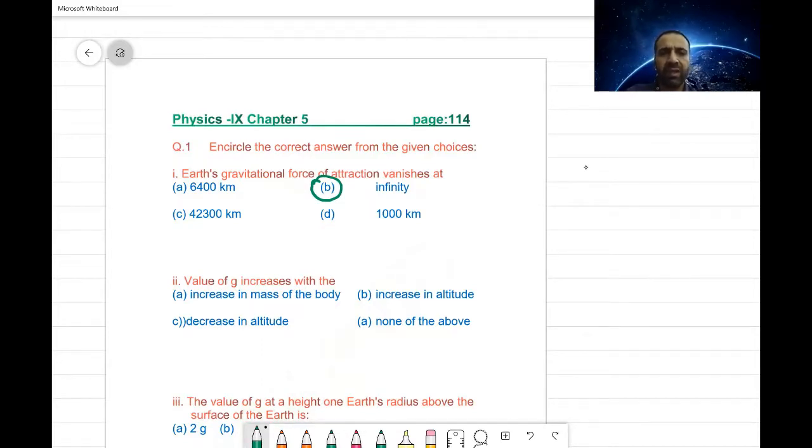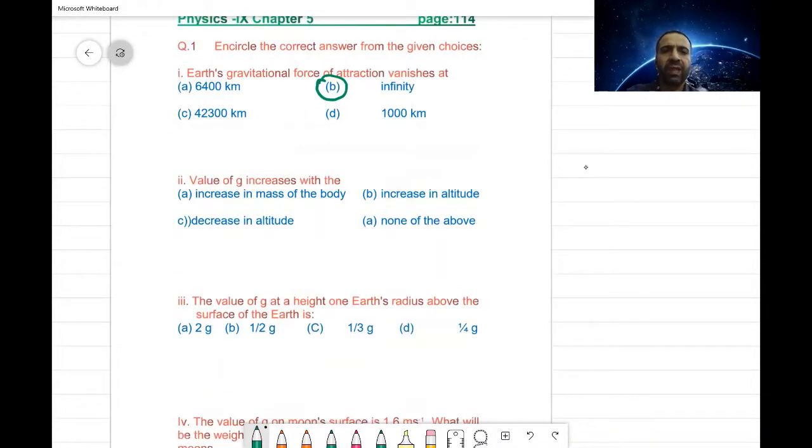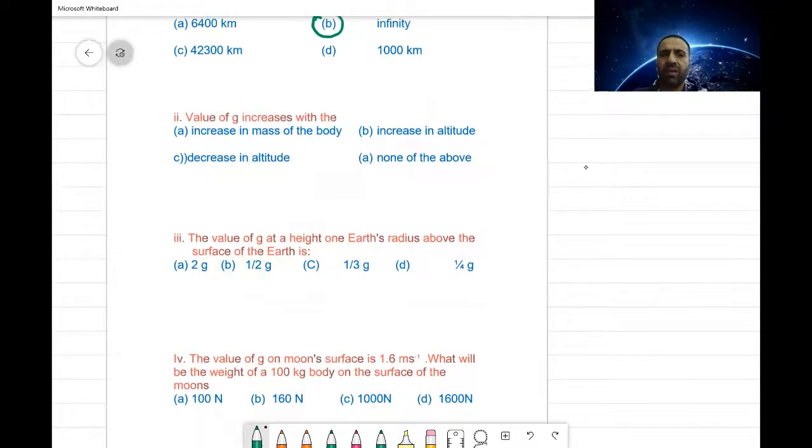Okay, that point. Now let us see what is the next one. The value of g increases with option A, increase in mass of the body, option B increase in altitude, option C decrease in altitude, option D none of the above. For this, you need to write the formula. If you remember, most probably it was the third lecture, the variation of g with change in altitude. So let me write it for you. Look, see here.